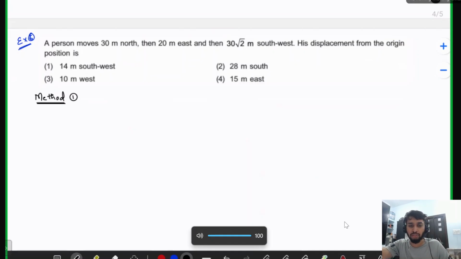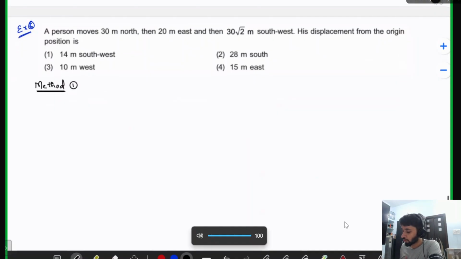And when the problem is happening. Okay, right. So a person moves 30 meter north. So how the person moves is, first he moves 30 meter north, so that is in the upper direction. Okay. Then 20 meter east.